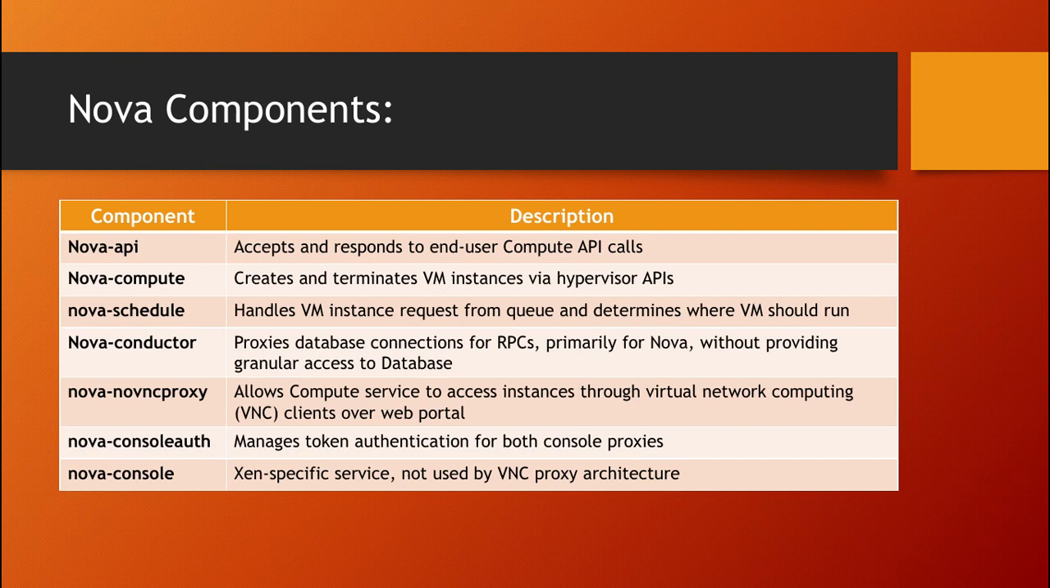Then you have the component called Nova Console Auth. It mainly manages the token authentication for both the console proxies, and at the end you have another component called Nova Console. So it's a XVP specific service and is not used by the VNC proxy architecture. So you have two types of console, one is Nova Console and the other one is Nova noVNC proxy.